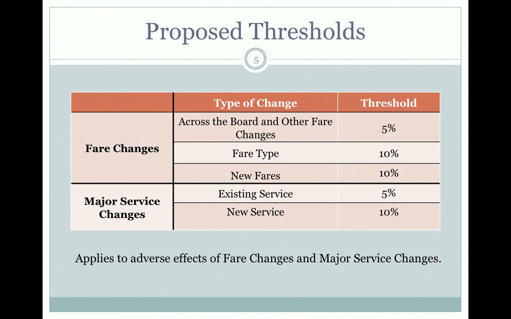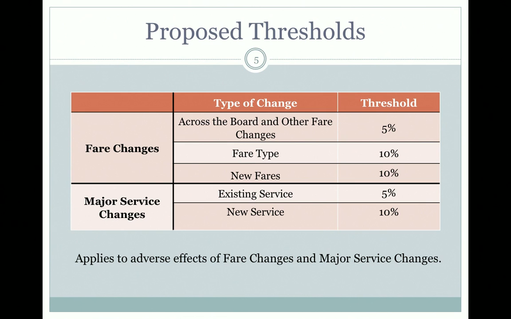These are the thresholds that we are proposing. For across the board and other fare changes, we are proposing a 5% threshold. For changes to fare types such as youth fares or senior discounts, we are proposing a 10% threshold. For setting new fares, such as the Oakland Airport Connector project for BART, we are proposing a 10% threshold. When evaluating major service changes, we are proposing a 5% threshold for all major service changes to existing services. For new services, such as the Oakland Airport Connector for BART, we are proposing a 10% threshold. The proposed thresholds will apply to adverse effects of fare changes and major service changes.